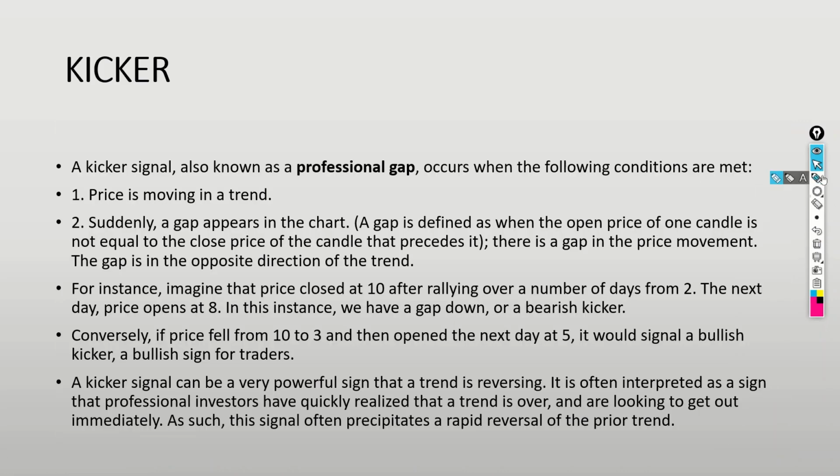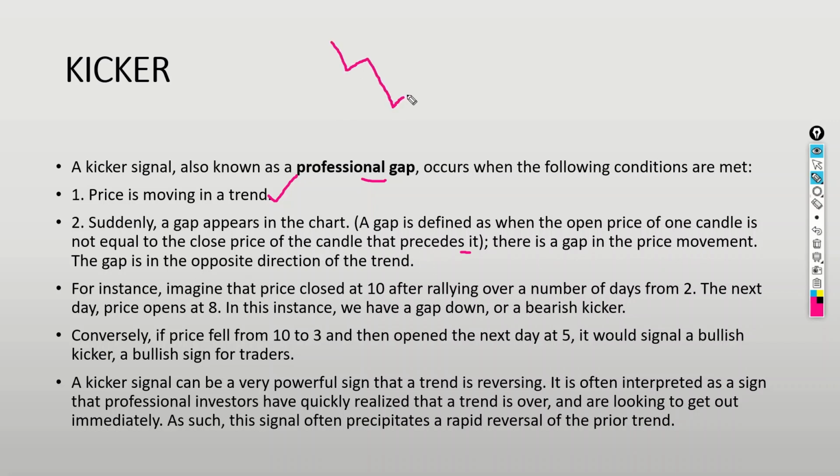So we are going to look at a kicker as the next candlestick pattern. A kicker signal, also known as a professional gap, occurs when the following conditions are met. Number one, price is moving in a trend. Number two, suddenly a gap appears in the chart. A gap is defined when the open price of one candle is not equal to the close price of the candle that precedes it. There is a gap in the price movement, and the gap is in the opposite direction of the trend.